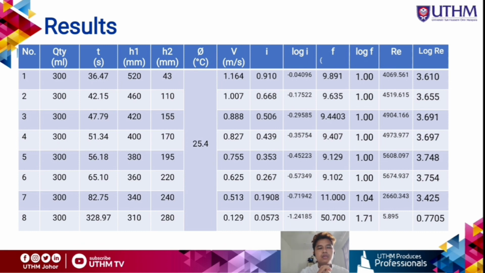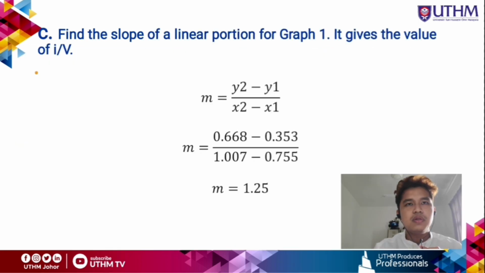Today I would like to talk about the result. This is the table that has the data, the calculated data and the recorded data. So we have to find the slope of the linear portion for graph 1, which is y2 minus y1 over x2 minus x1. And we got the slope of the graph, which is 1.25.